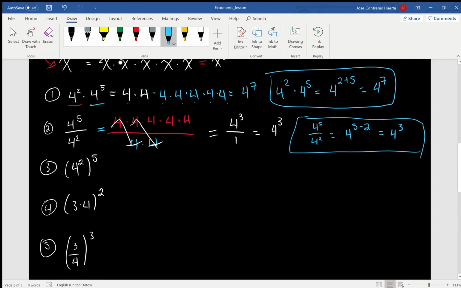Next one, you have 4 to the second power, and then to the fifth power. So again, if you don't know the rule, we can just go ahead and expand this. Basically, this is telling us that we have this inside, which is 4 squared. Let me put that in blue. 4 squared is our term, so we have to put that term a total of 5 times. So it's 4 squared times 4 squared times 4 squared times 4 squared times 4 squared, right? So we have 1, 2, 3, 4, 5. So we have it 5 times.